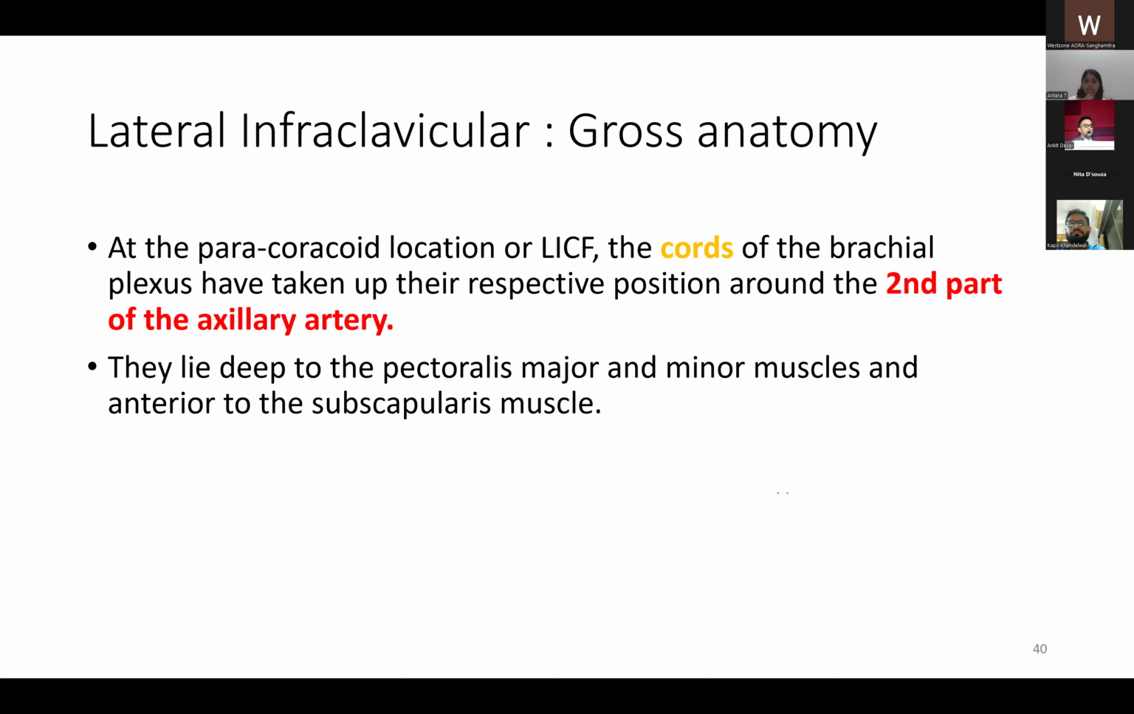So now we see the lateral infraclavicular block. At the paracoracoid location or the lateral infraclavicular fossa, the cords of the brachial plexus take up their respective position around the second part of the axillary artery and lie deep to the pectoralis major and minor muscles and anterior to the subscapularis muscle.